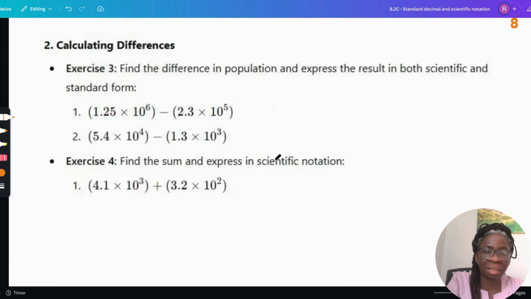And lastly, this is the last one. You should solve this one. This one says find the difference in population and express the result in both scientific and standard form. So this one you have to subtract. This one you have to add.